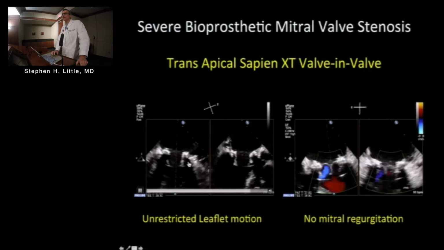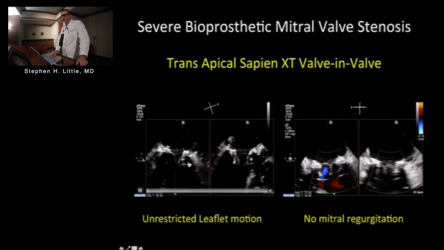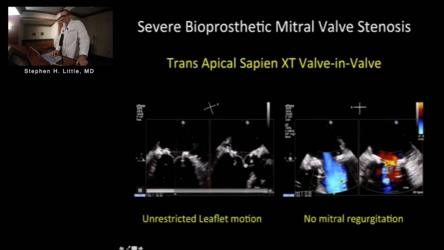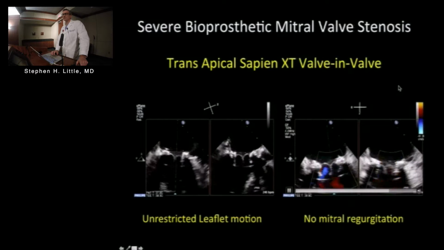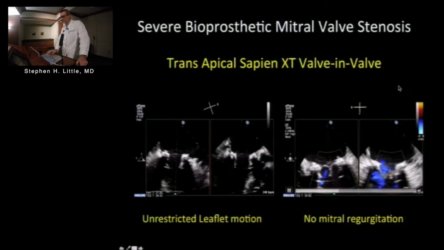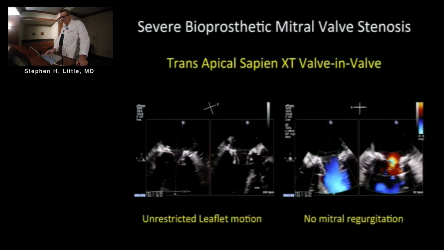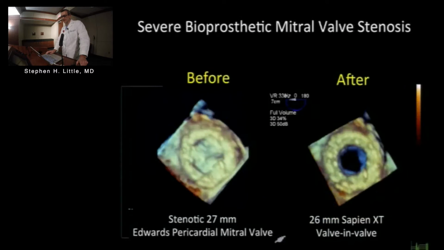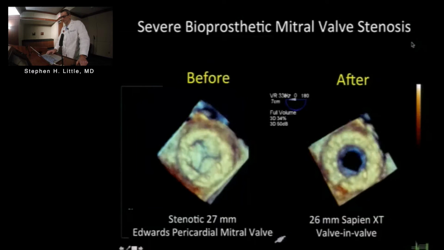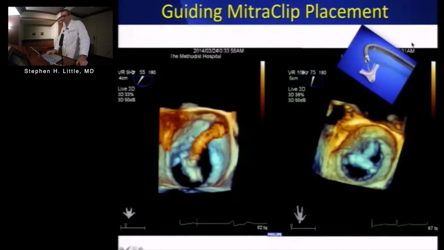So, you're not done. You have to look and make sure that everything is going as well as you think it is. You can do X-plane. You see all the leaflet motion is normal. And in this particular case, really no mitral regurgitation at all. No transvalvular, no paravalvular. So an example of some of what you do with 3D TEE during these procedures. And there's the before and after. He did very well clinically.